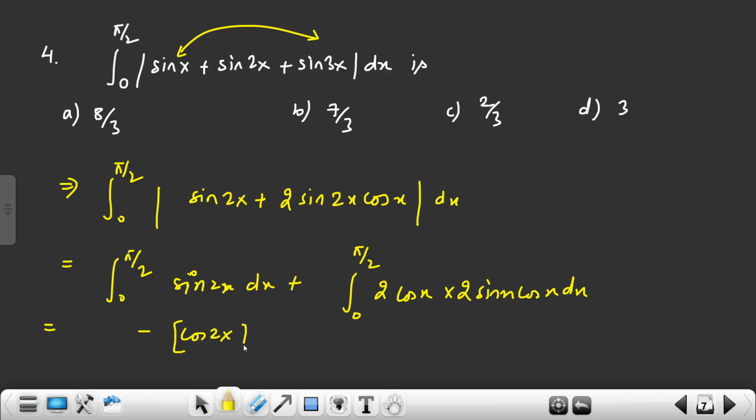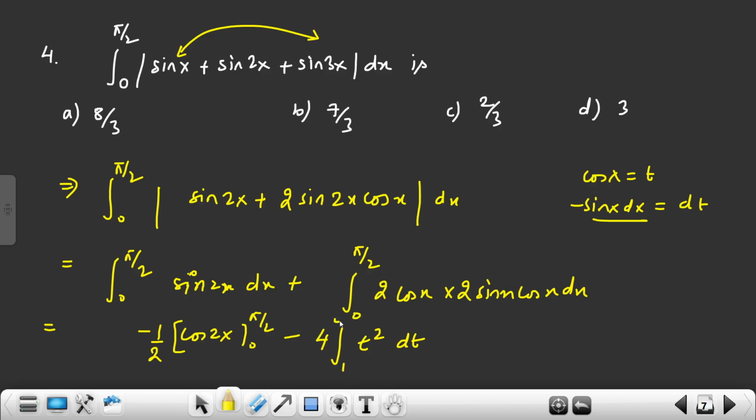Minus cos 2x, 0 to pi by 2, by 2, plus I will take cos x as t, right? So cos x differentiation, sin x will get cancelled. So basically cos x I am taking as t. So it is minus sin x dx equals dt. So sin x dx value is minus dt. So basically it is minus, and this is 4 cos squared x, t squared dt. Now when x is 0, t value is 1, at 90, 0.